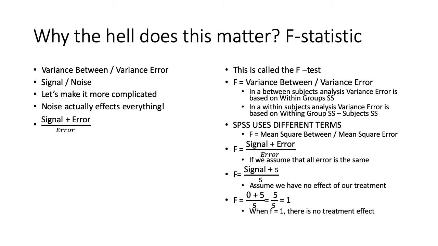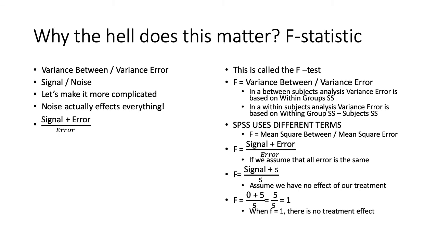Let's put some numbers in here to make this all make sense. So an example. F equals signal plus error over error. If we assume that all error is the same, let's just give it a number. Let's say the error in the numerator is 5 and the error in the denominator is also 5. So let's also assume that we have no signal at all, no treatment effect. Our independent variable did not impact the data at all in any way. So in this hypothetical example, we have a 0 plus a 5 divided by a 5. So 5 over 5 equals 1.